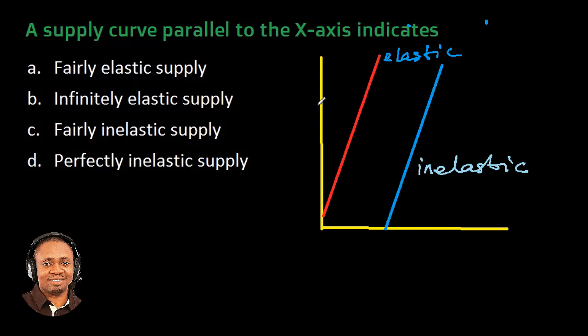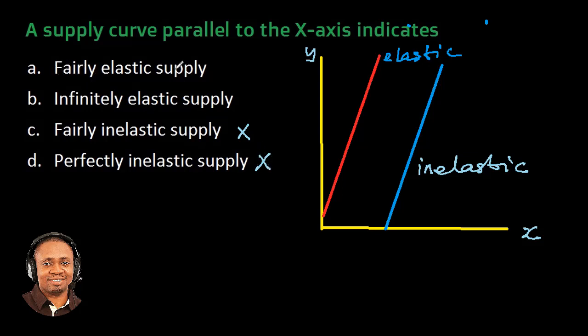So that means that whatever the question says is parallel to the x-axis, this is the x-axis and this is the y-axis. So we're going to be looking at elastic supply, not inelastic, because it's going to touch the y-axis in order for it to be parallel to the x-axis. So inelastic is already out. We're not going to look at that.